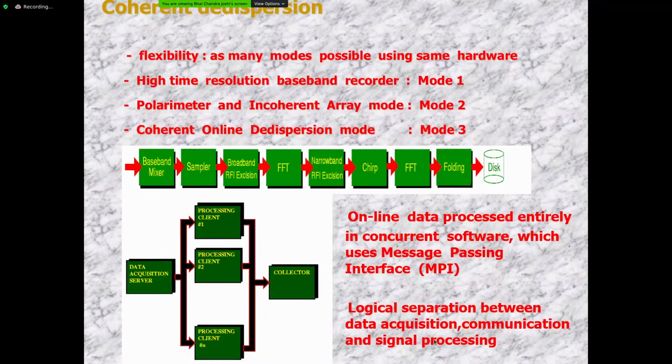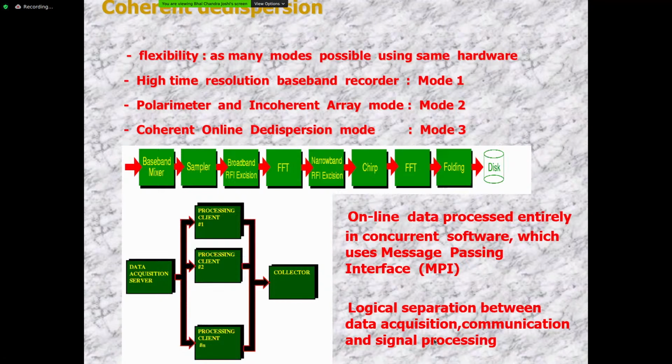The word coherent comes from the fact that here the phases are important. In incoherent, the phases are not important. So the previous filter bank which I talked about was incoherent. Both have a problem when you are looking for new pulsars. So for looking for new pulsars, you assume a large number of trial DMs and search for the pulsar for each DM.